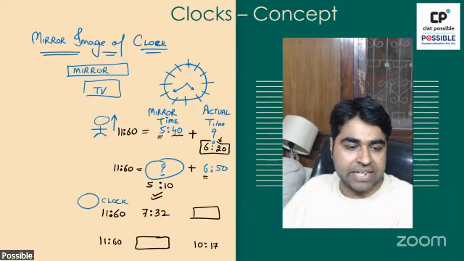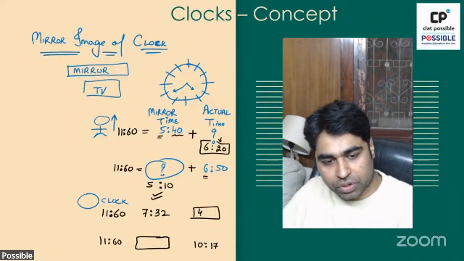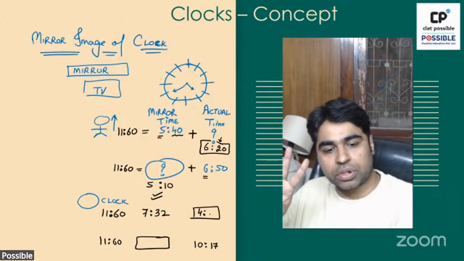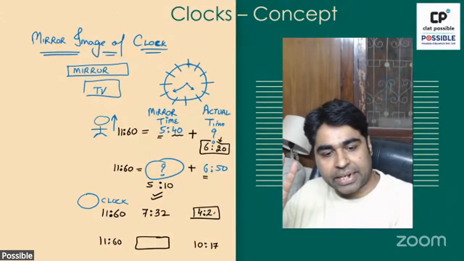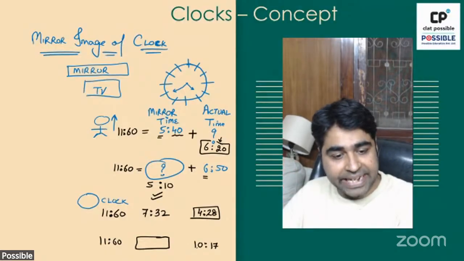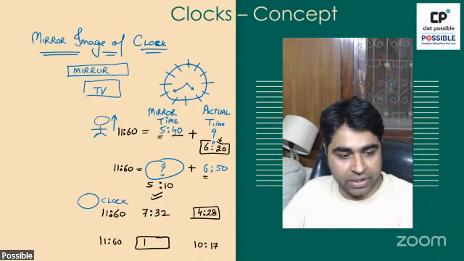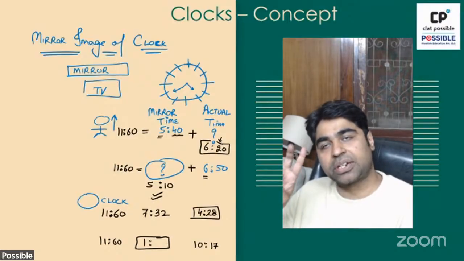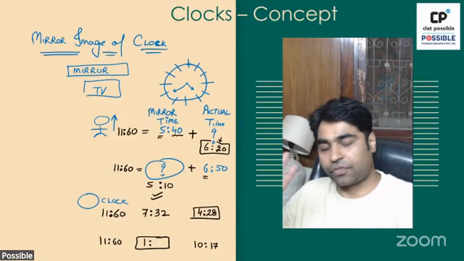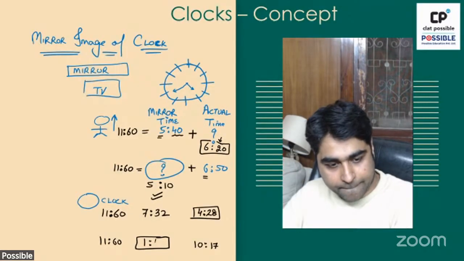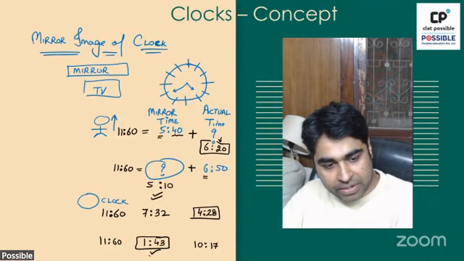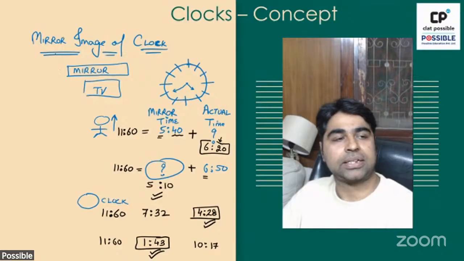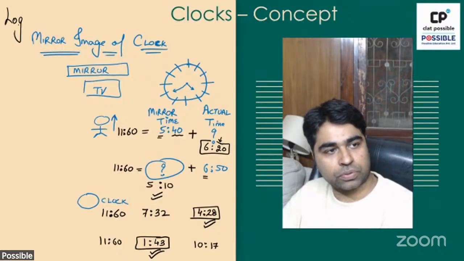What to add to 7 to make 11? 4. What to add to 32 to make 60? 28. What to add to 10 to make 11? 1. What to add to 17 to make 60? 43. So these will become your answers, guys. Okay, that is the logic number 5 for you.